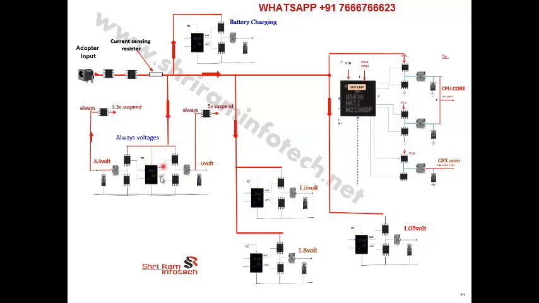This is my always voltage section, which generates 5 volts and 3 volts. This is my sustained voltage, which comes after power on. And here are the different pulse width modulators: the 1.5 volt pulse width modulator, 1.8, 1.05, and then a CPU core.